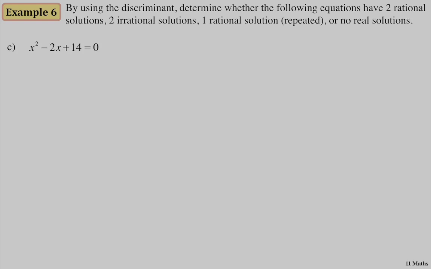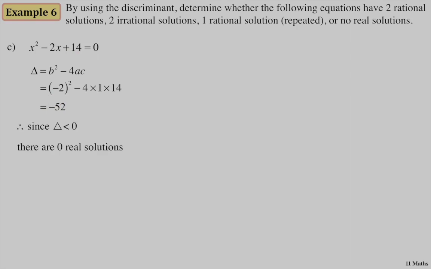Let's look at part C. We're going to study the discriminant again. We know a is 1, b is minus 2, c is 14. Plug those values in and I get a discriminant of minus 52. Now can you take the square root of a negative number? No. That means there are 0 solutions because the discriminant's negative.